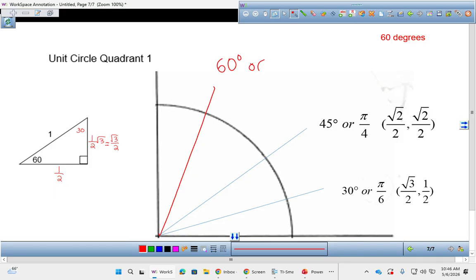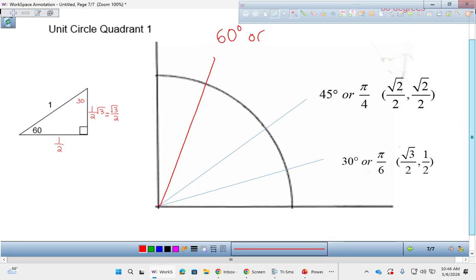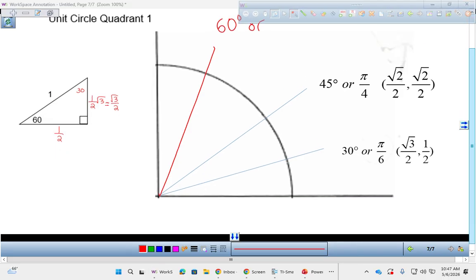Now I want to write that in radians too. You don't have to work it out. You can eventually memorize it, but I'm going to work it out so you're seeing where it's coming from. So I've got 60 degrees, and I want to change that to radians. My conversion is 180 degrees is the same thing as pi radians. So I've got 60 pi over 180.